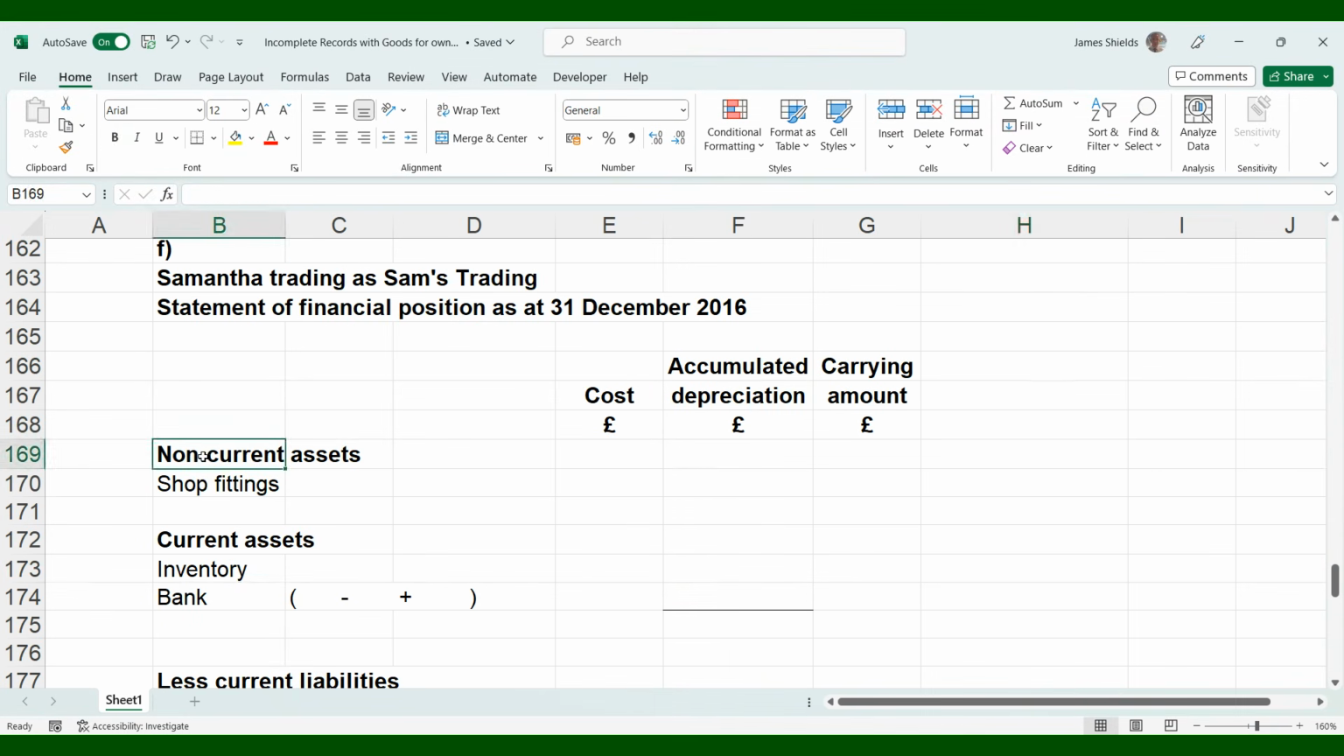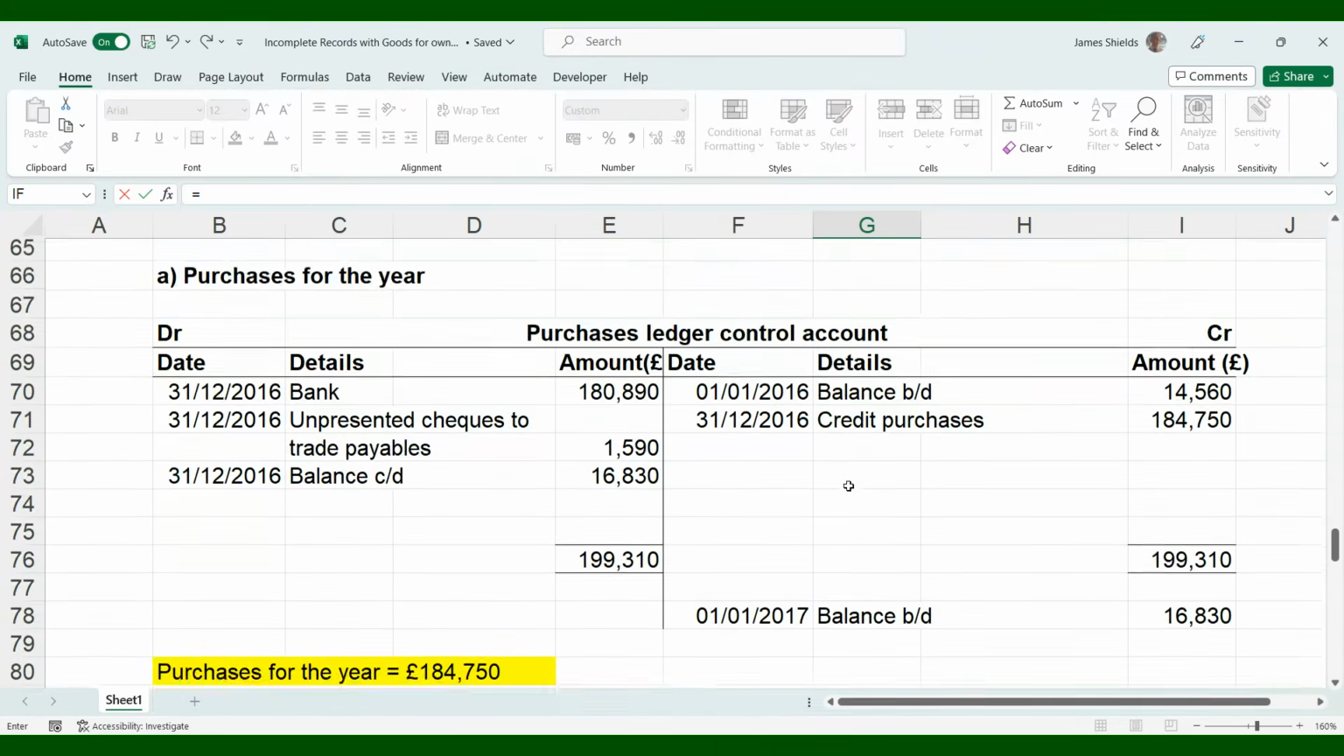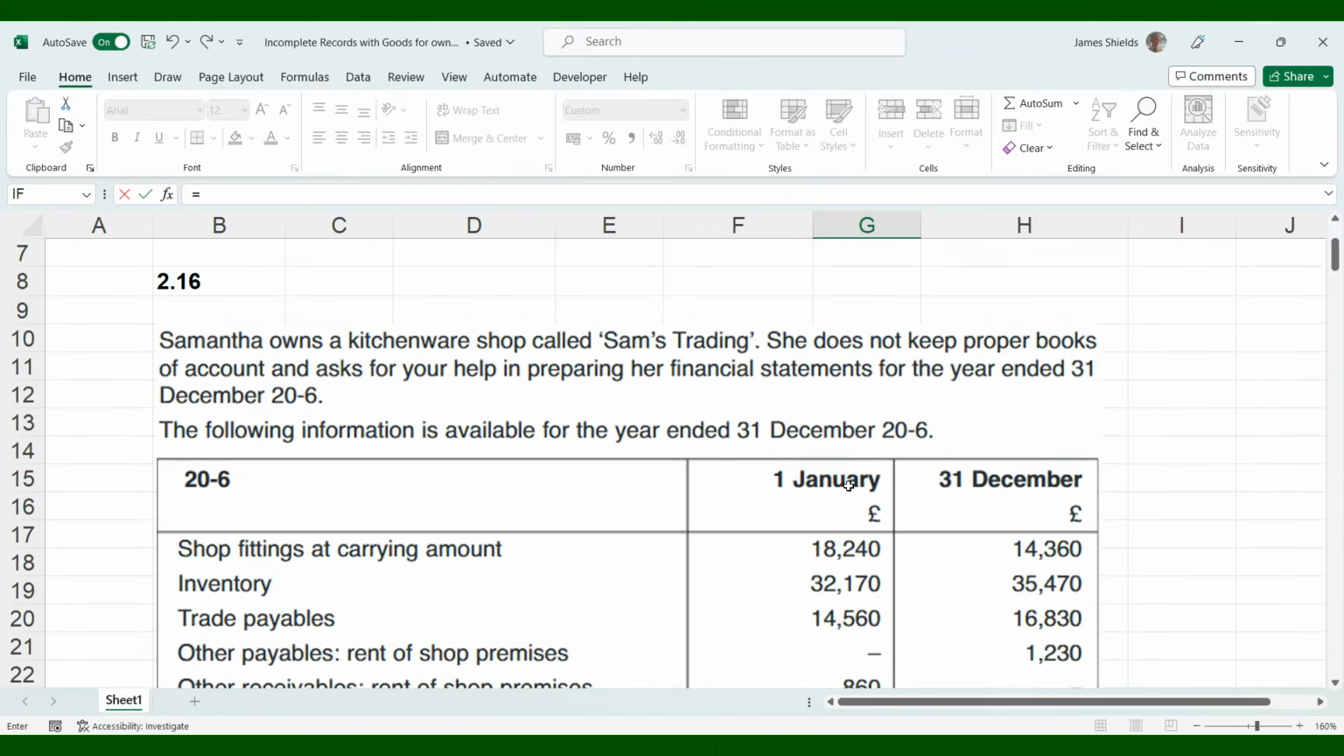So we started with non-current assets. Now the shop fittings, it actually tells them the question what the carrying amount was at the end of the year. It was right at the very, very beginning. So again, I go back to the information in the question. It's £14,360, the figure at the 31st December 2016.